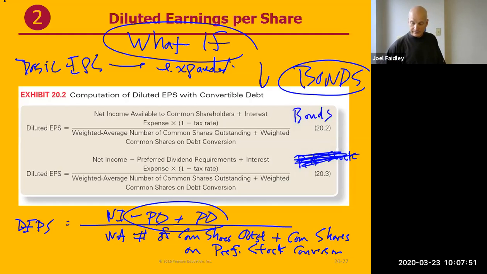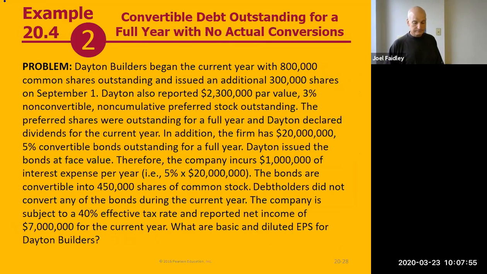That has everything on it except for stock options. Okay, so here's convertible debt. Again, talking about bonds. Could be notes payable as well, but we'll just stick with bonds. And what we talk about here, 800,000 common shares outstanding, issued 300,000 more on September 1. So we need to do weighted average number of shares.